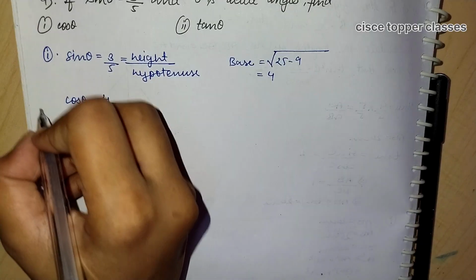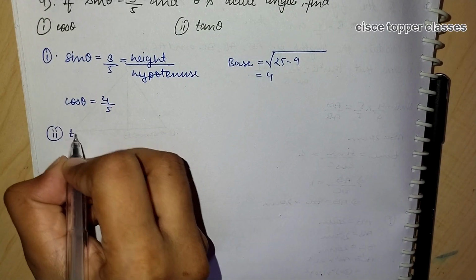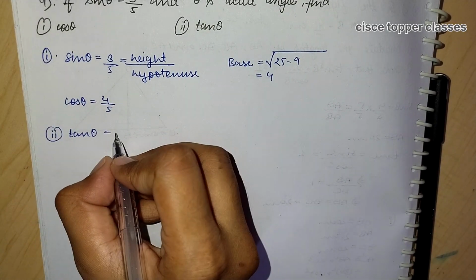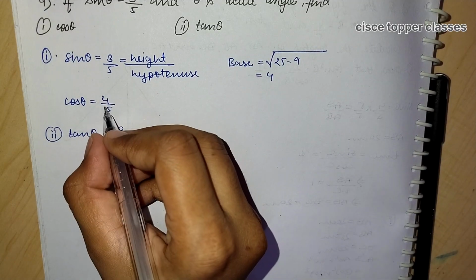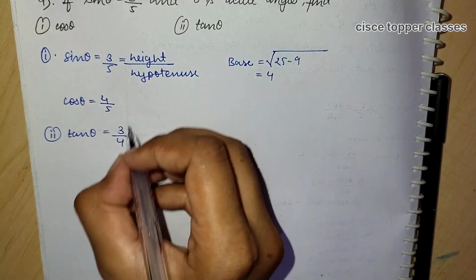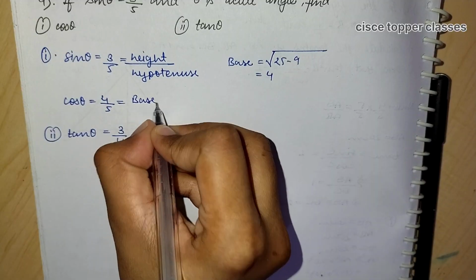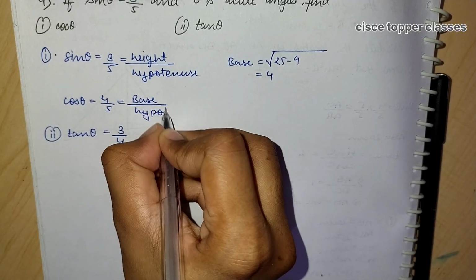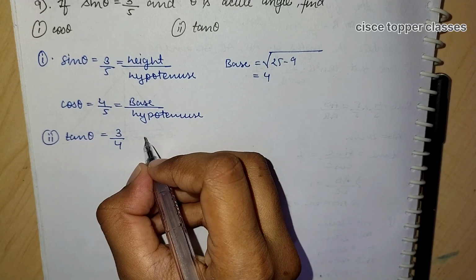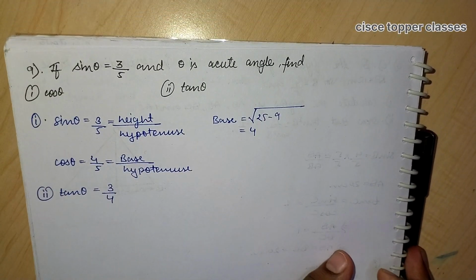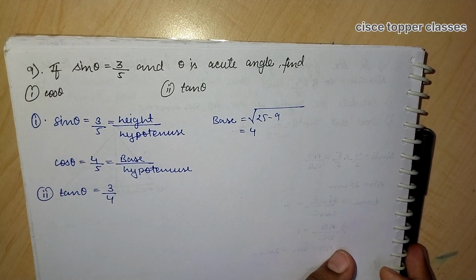Now the second part which we have to find is tan theta. So tan theta will be perpendicular by base. So it will be 3 by 4. Because base here is 4 and height is 3. So this is the final solution of this question here, which we have to find. So this is the answer of the ninth, first and second part.